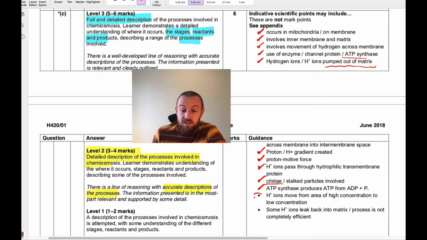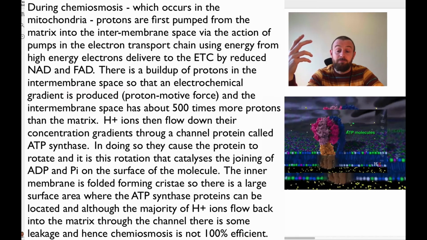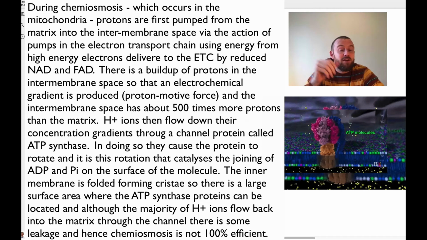Didn't really talk about this. This is something I could have also said. The H+ ions move down their concentration gradient. And this, again, I didn't say here. Some H+ ions do leak back, so the process is not completely efficient. Okay, all right, let's go back. I'm going to pop up a model answer now. Here it is for you to have a look at, just to see how you would cram all that information into a bit of text. Okay, so pause the video there if you want, and then we'll move on.